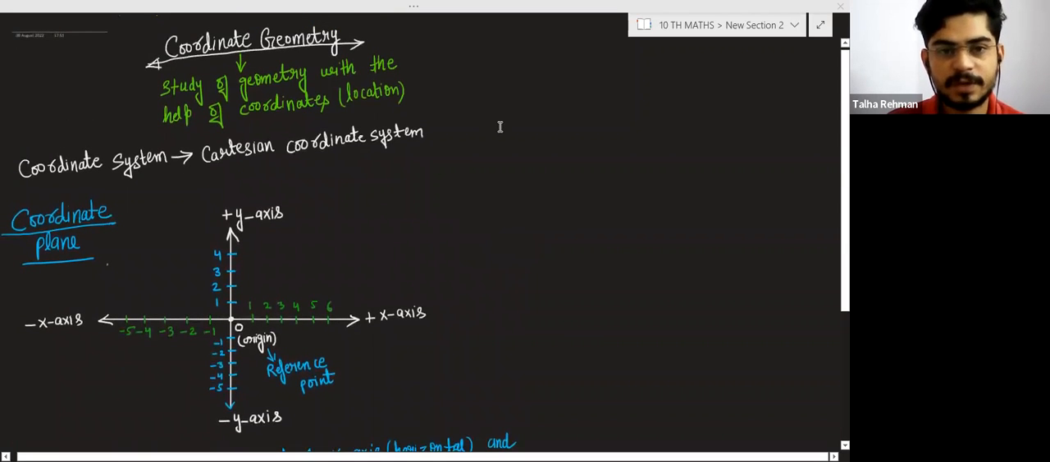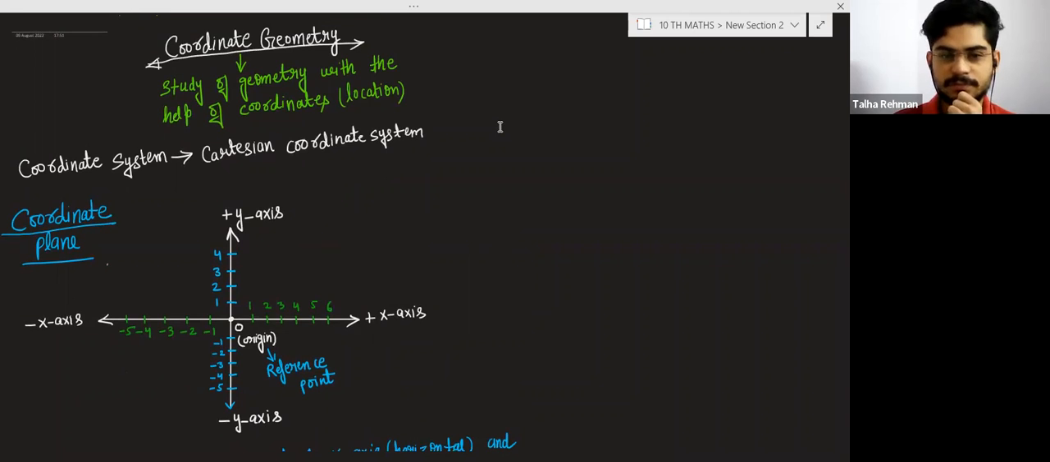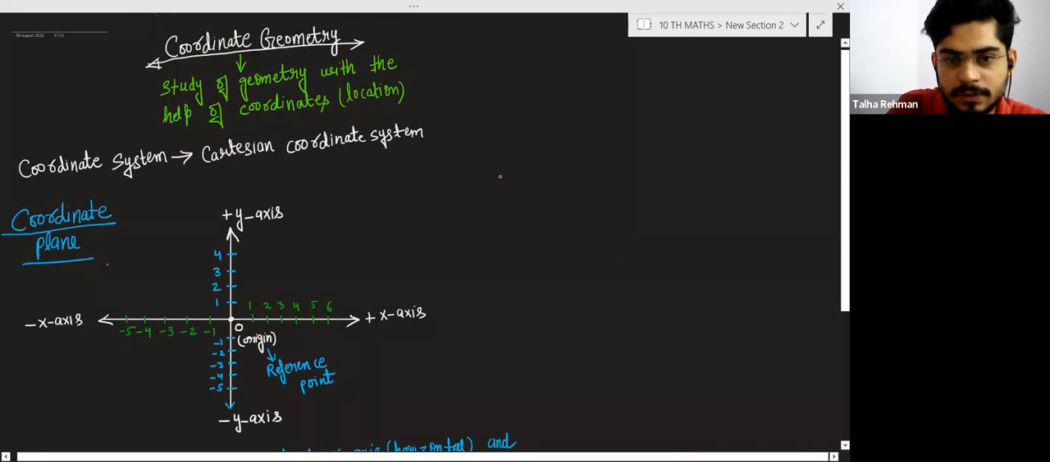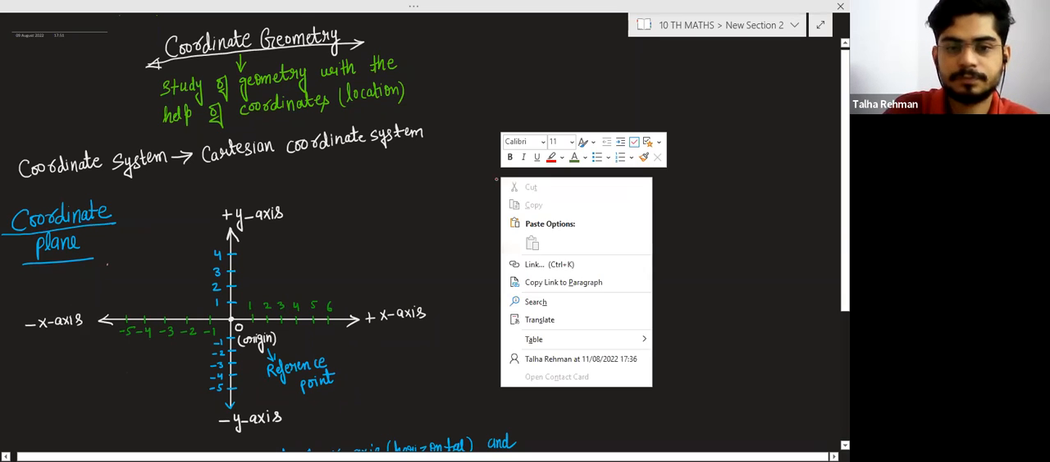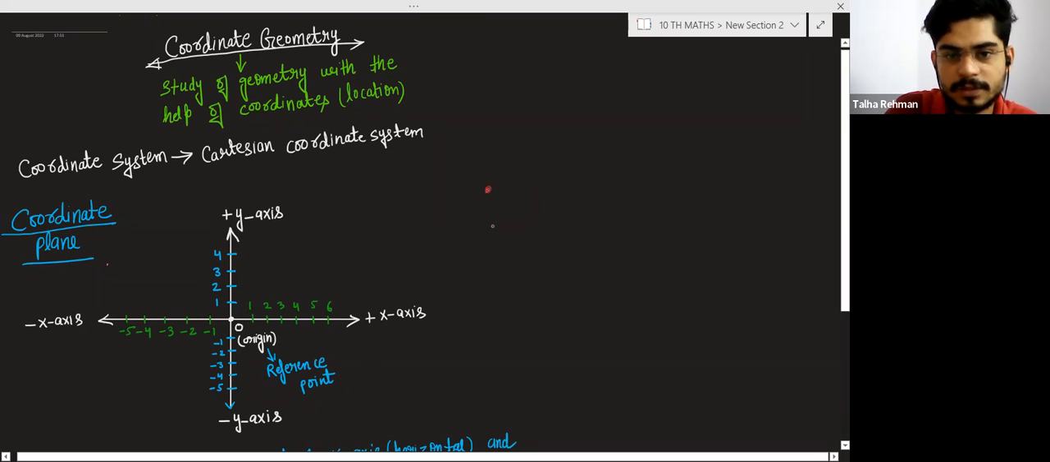Coordinate geometry we have started, and coordinate geometry is the study of geometry with the help of coordinates. Coordinates means the location of a point. Suppose here is a point, here is a point, this is a point. This point has some location with respect to this origin.